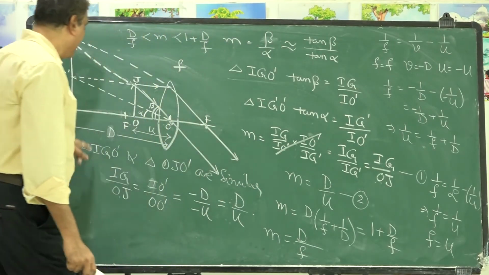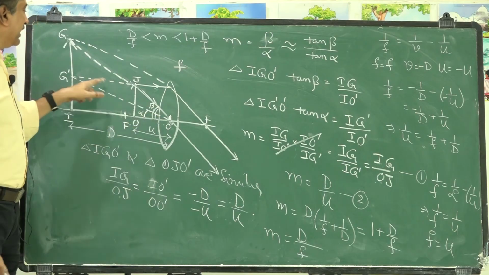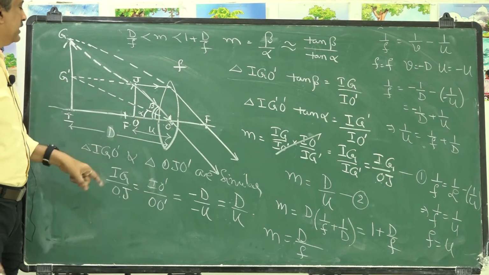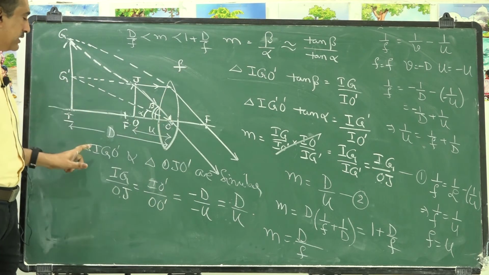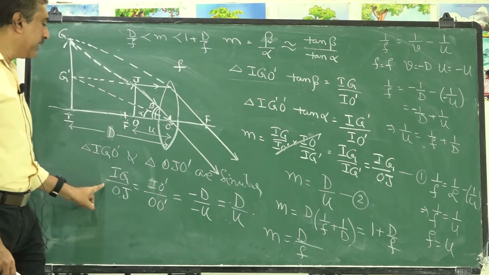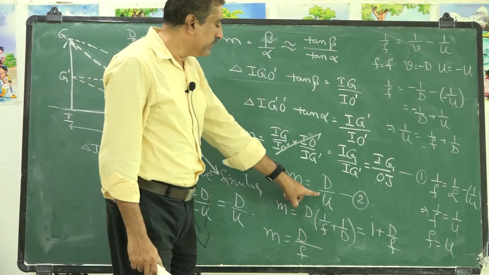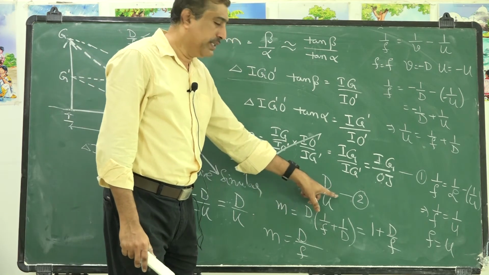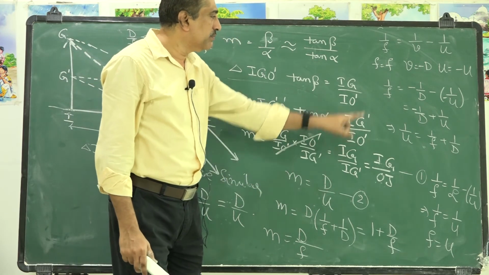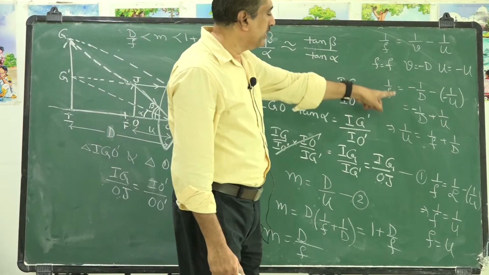And another one, and these two are similar triangles: IG O dash and OJ O dash are similar triangles. From these two triangles we get the relation IG by OJ as d by u. So, magnifying power is equal to d by u. Now, we express this u in terms of f. For that we have derived this equation.